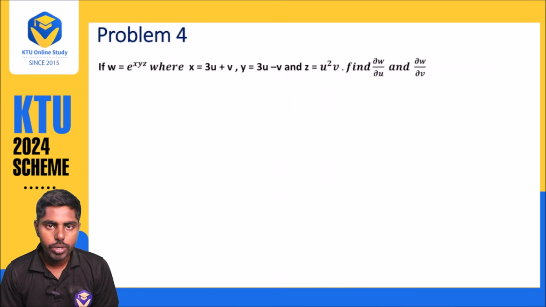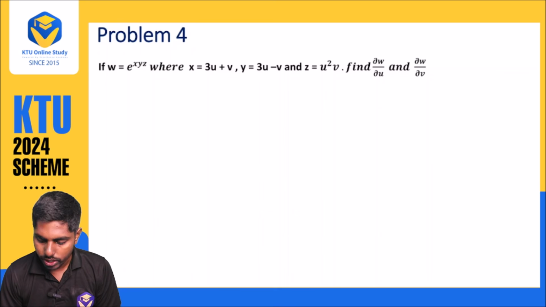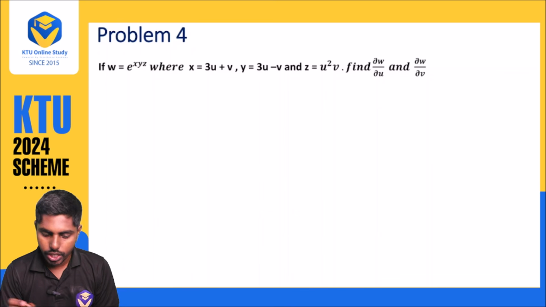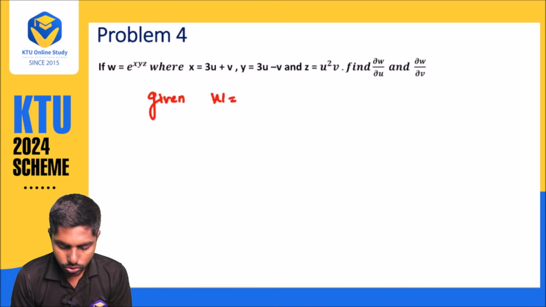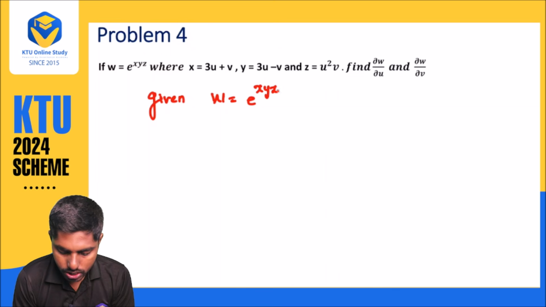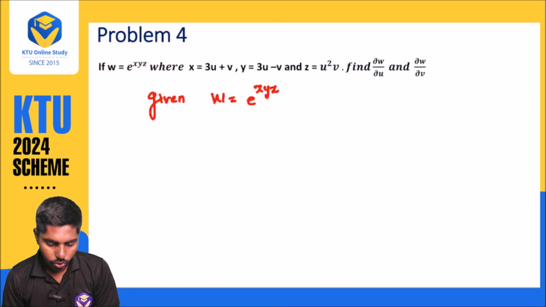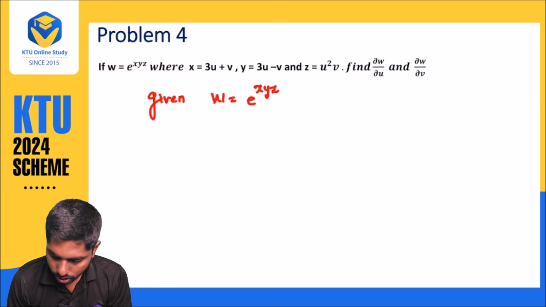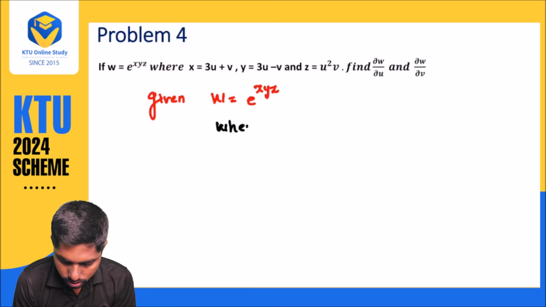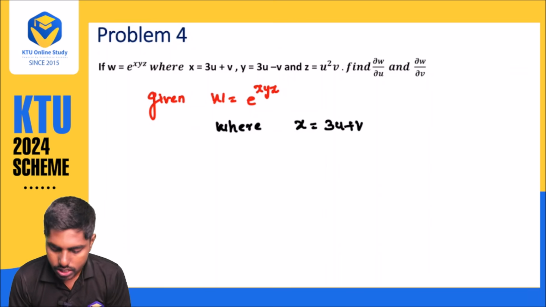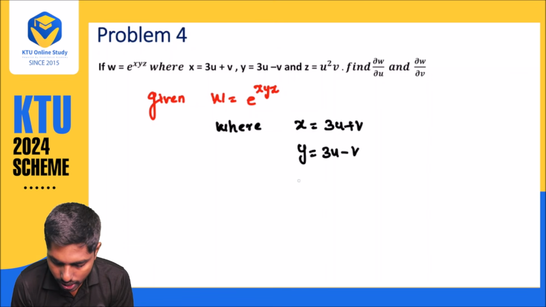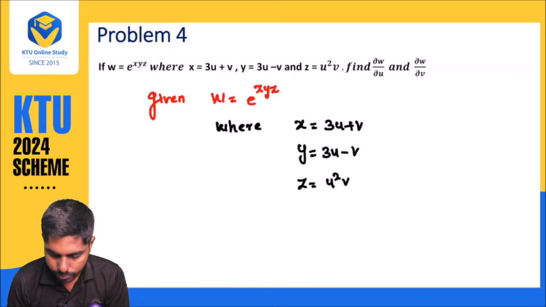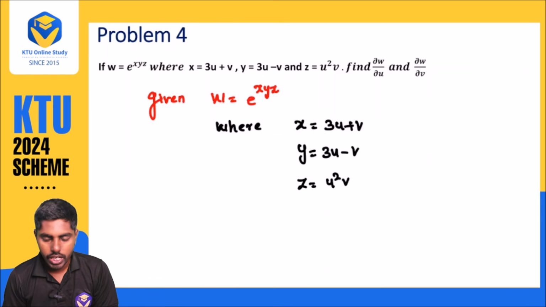Okay, so now we will be going to problem number 4. In problem number 4, what have they given? Given w is equal to e power of xyz, where x is equal to 3u plus v, y is equal to 3u minus v, and z is equal to u square v. There are two questions they are asking in your question.